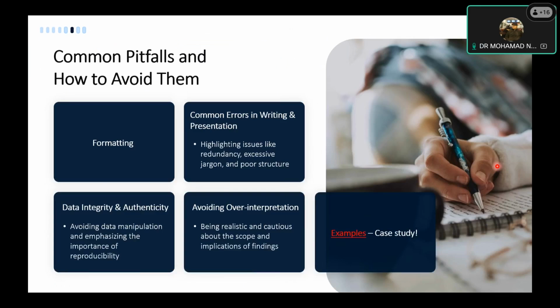Okay, common pitfalls and how to avoid them. This is a very important topic. Hopefully you can try to avoid them when you start to write an article. The first one is formatting. I strongly advise you to please open the respective journal's website and download the guidelines for authors. By following them, you can save a lot of time.